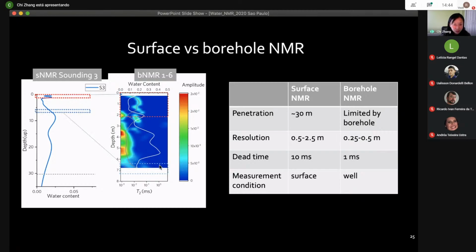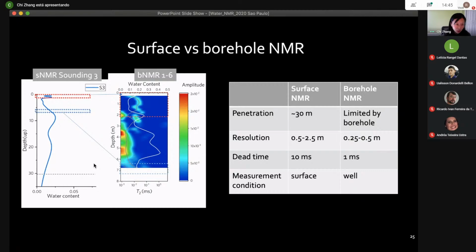I want to point out, this is the top 5 to 10 meters of the data shown here on the surface NMR sounding. They're subject to a high noise level at all of these surface NMR locations due to possible interference from some nearby EM noise. And due to this long dead time, when comparing the water content between these two, the surface NMR definitely underestimated the water content.